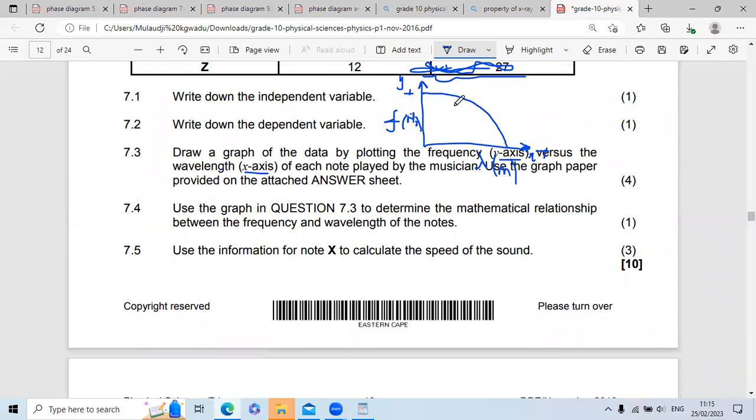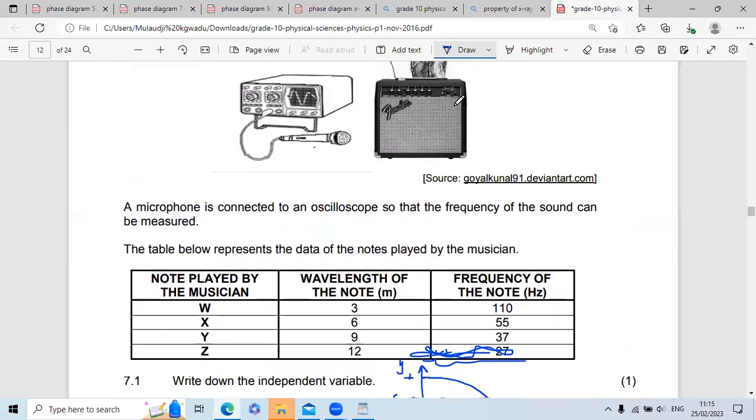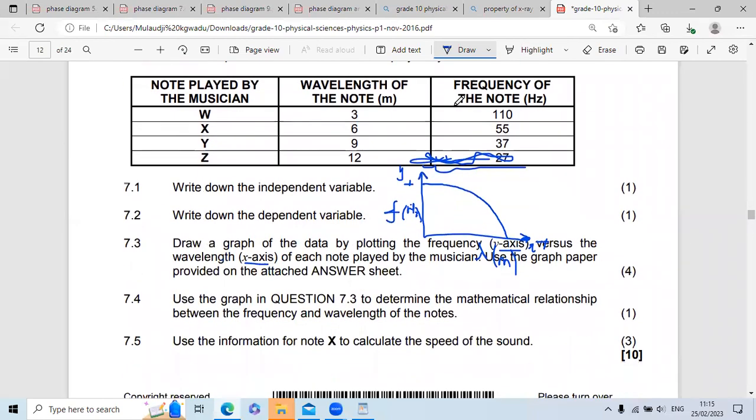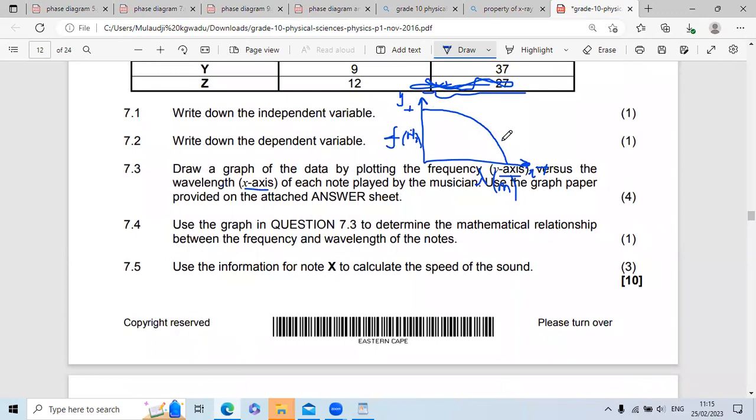I'll just screenshot this and send it to you so you can try it for yourself and see if you can get the graph looking like this. If it doesn't look like this, you can still just ask me any questions in the WhatsApp group.